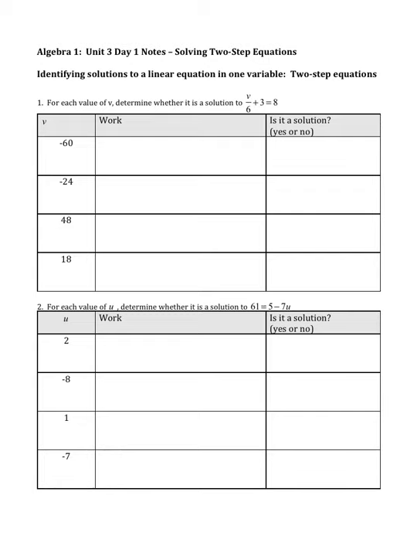This is the first day of Unit 3, solving two-step equations. Now in Unit 2, you solved for a variable by moving an integer from one side of the equation to the other, or perhaps you multiplied it or divided. This time we're going to do both of those steps. But first, we're going to play a little bit.